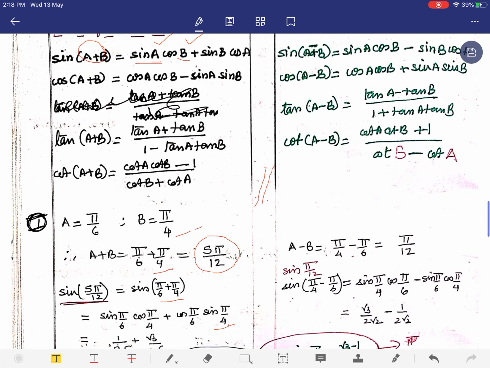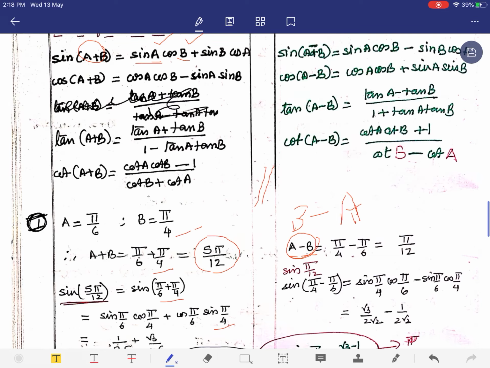Now, we go in for the same combination of angles with a difference. Here I have taken A minus B, sorry, unfortunately this is again wrongly written. It should have been B minus A, because I have taken pi on 4 minus pi on 6. So, this should have been B minus A.